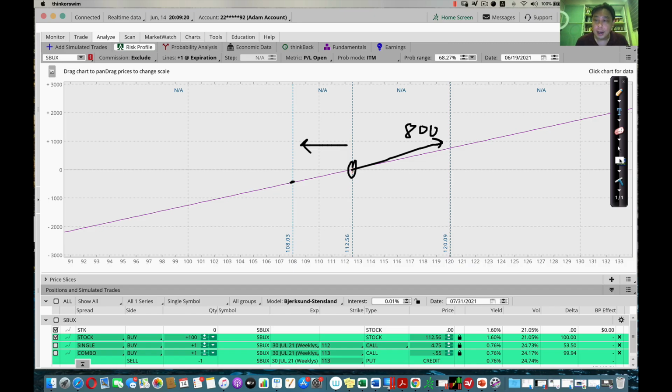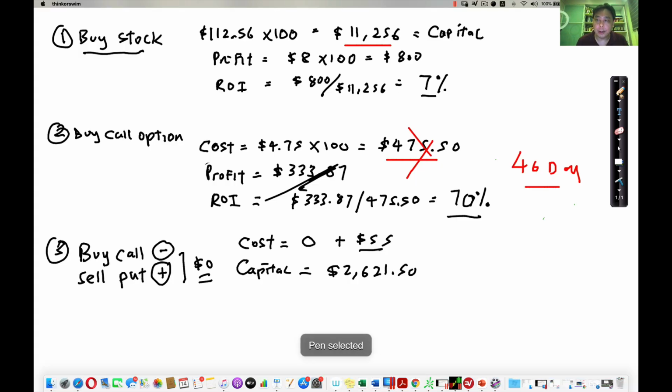So in other words, let's now take a look at my profit and loss. So what's my potential profit? It's roughly about $800, okay? I know it's slightly less than that, but let's round it off to $800. So what's my return on capital in this case? So in this case, I'm getting $800 profit out of 2621.5, which is the collateral blocked from my account. That gives me a return of 30%.